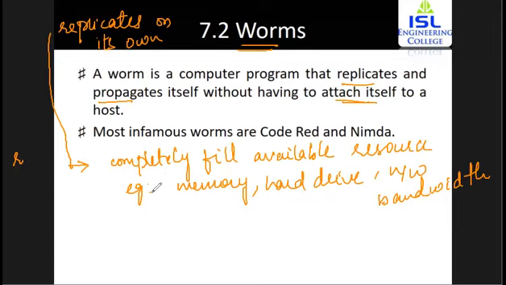Now when this worm has completely replicated into your entire system, it is going to cost millions of dollars to overcome that damage or loss in productivity. Now the most infamous worms are Code Red and Nimda. Now this worm infected nearly 3 lakh systems within 14 hours of time.